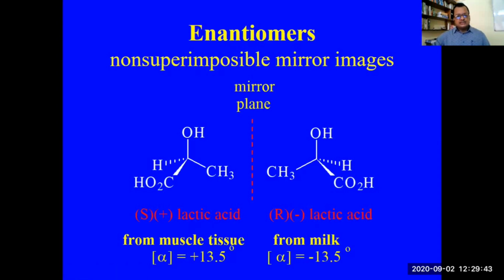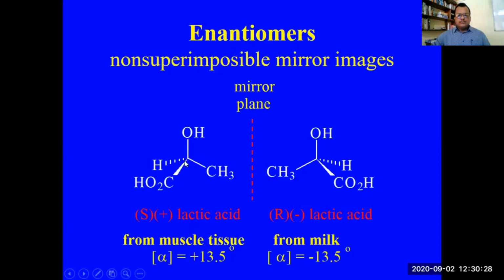One thing I want to mention is that configuration is a theoretical concept. You can theoretically predict whether the configuration is R or S. But optical activity, whether a compound will rotate plane polarized light to the right or to the left, is an experimental quantity. So you cannot determine theoretically whether a particular compound will rotate plane polarized light to the right or to the left. So today I have chosen this topic: how will you determine how configuration S is assigned or how configuration R is assigned?